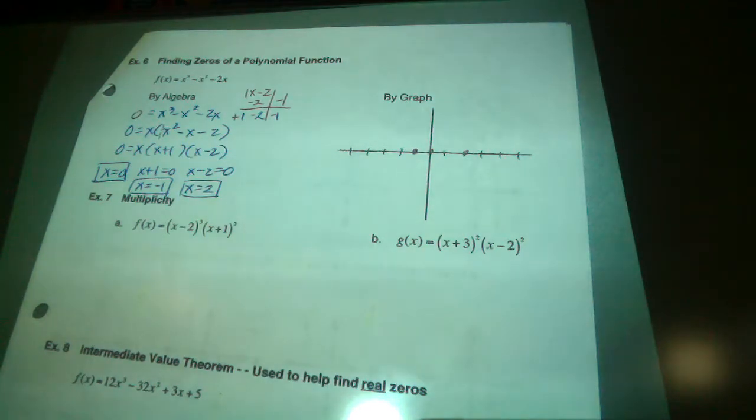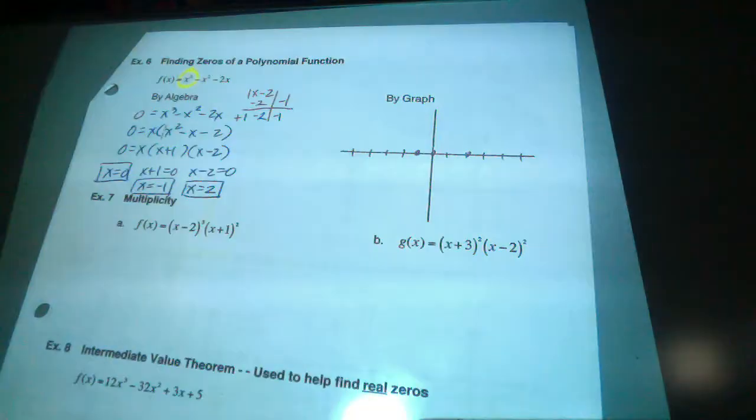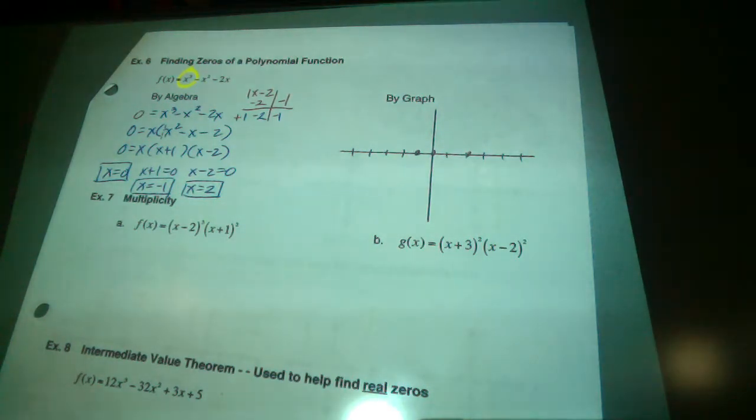So then the other thing I want to look at is my right and left hand behavior. Is this an odd or an even degree function? What's your highest degree term in the polynomial? Yeah, not because it comes first, but because it's the term with the highest degree, it is the x cubed. That means the whole polynomial has a degree of 3.